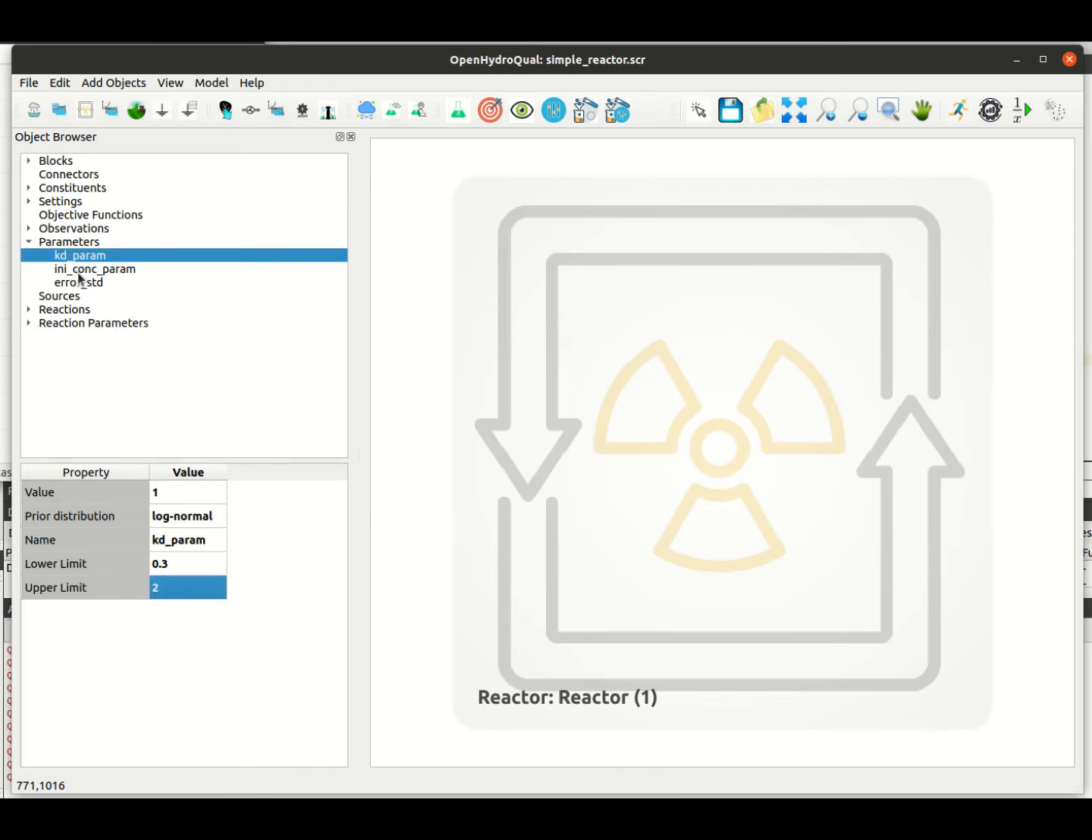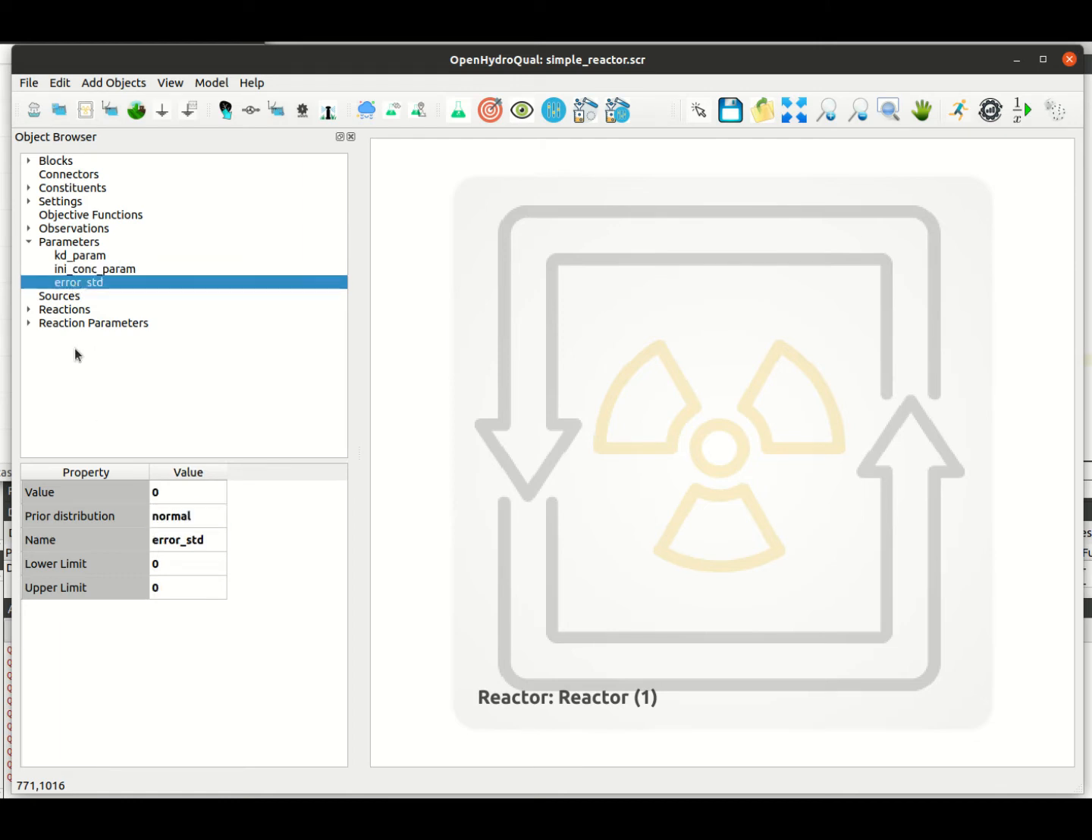And then I do the same thing for initial concentration. So let's say the value is 1, and then I'm going to say the upper limit is, let's say, 2. The lower limit is, in this case, I have a better idea about what the initial concentration is. So let's go with 0.7. And then in this case, I'm going to keep the prior distribution as normal.